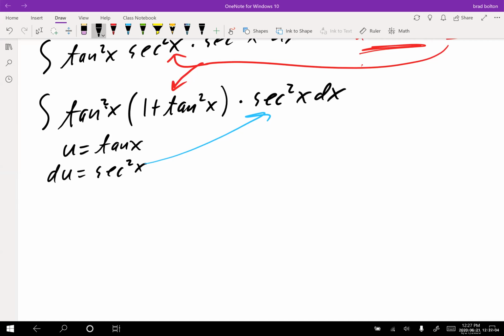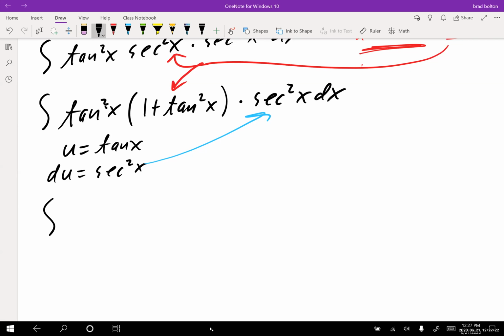Hopefully, you guys understand why I emphasized u sub so much the first week of school. U sub just comes up in everything, okay? Because a lot of things deal with composite functions, and u sub is your way to deal with composite functions. Okay, so we have this.